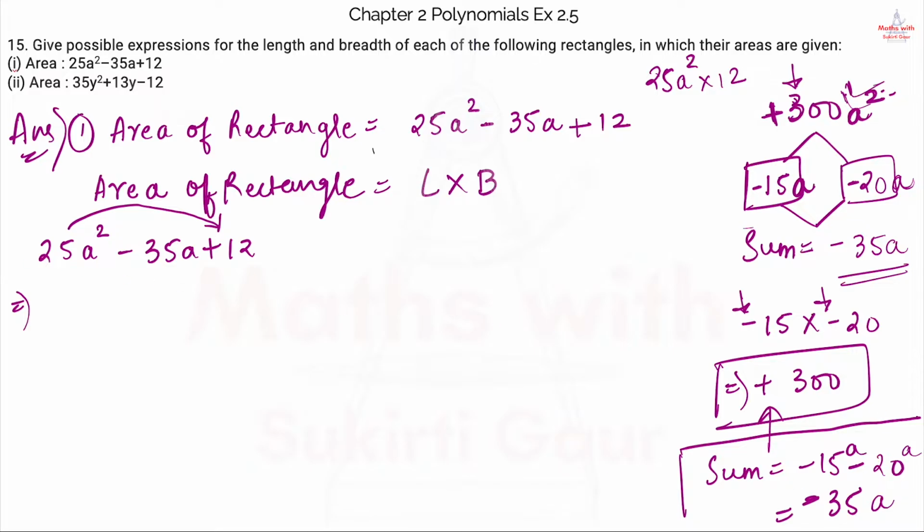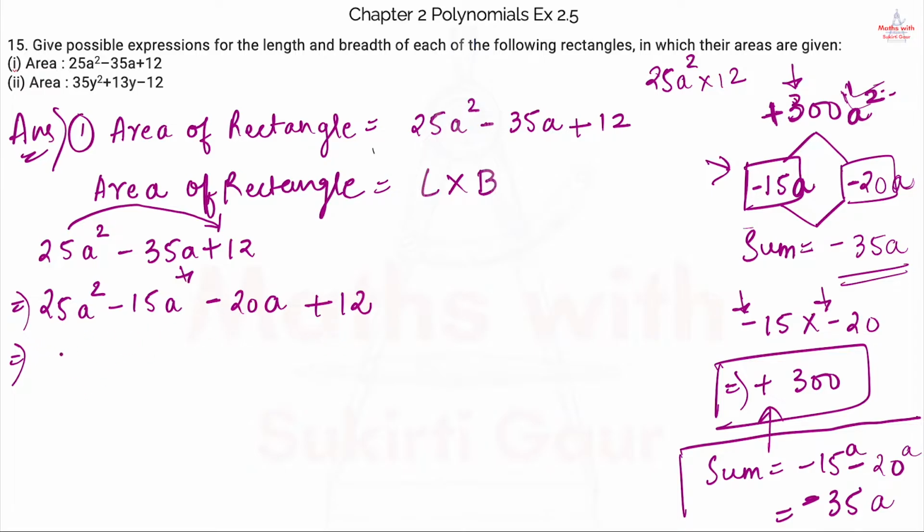So in place of the middle term, we place the two numbers we have got here. So minus 15a and minus 20a, and then plus 12. That is why the method is called splitting the middle term. I have split the middle term into two parts, right?